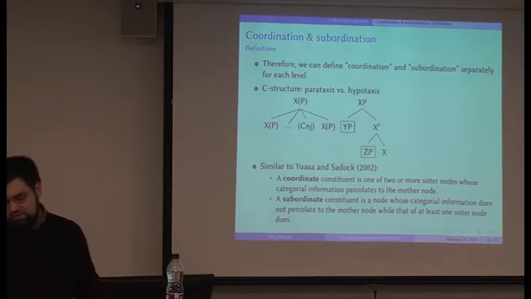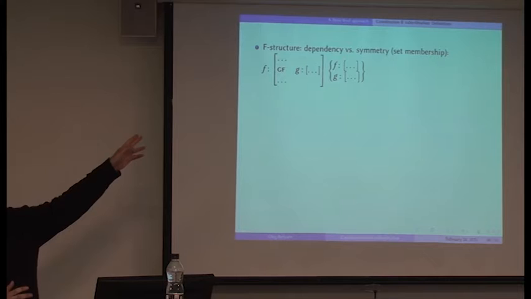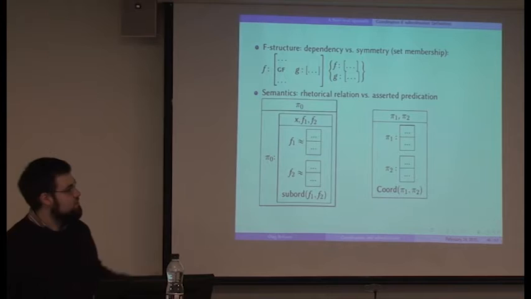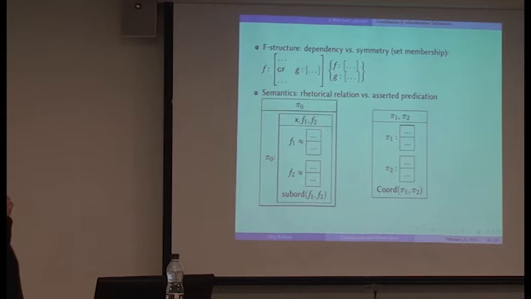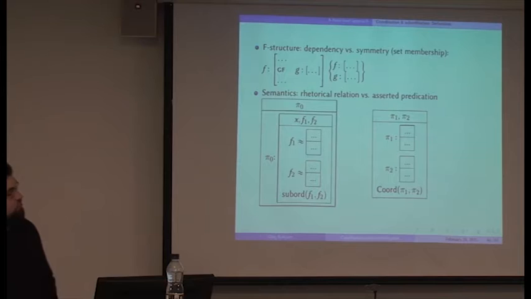So on F structure we can define the difference as a relation between some F structure occupying a grammatical function of another F structure, like on the left, or the two F structures being members of the same set. And on the semantic level, we can adopt, for example, the discourse definition, which I just proposed. So for subordination, we have one speech act and some sort of semantic relation between the two facts or propositions or events or whatever kind of abstract objects you like. For coordination, we have a discourse rhetorical relation between two speech acts.